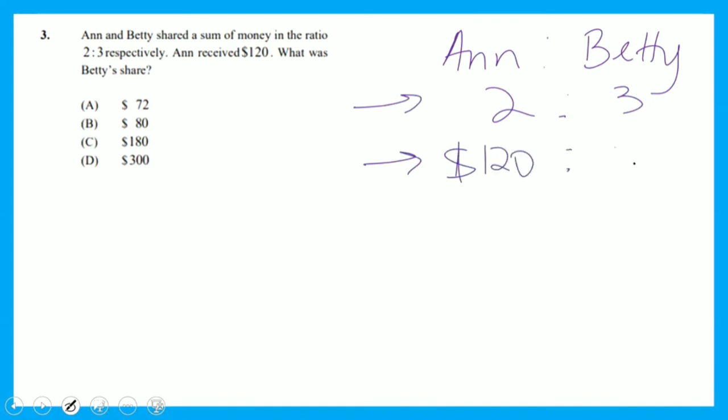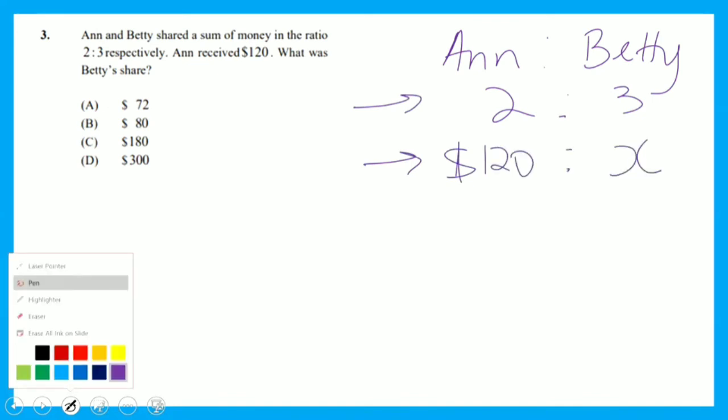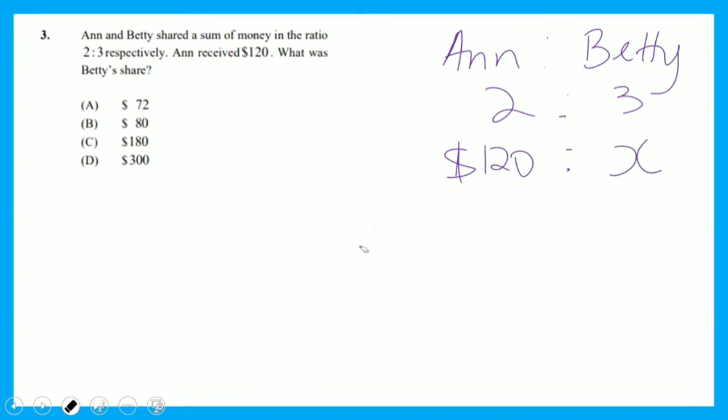And we are being asked to find Betty's share. We don't know Betty's share. All right. And clearly, this is a question regarding proportion. So where 2 ratios are equal to each other. All right. And if 2 ratios are equal to each other, you can literally write that down. So 2 to 3 is equal to 120 to x. You can equate both ratios. Remember, ratios are also fractions. So that's why we can write it like this.